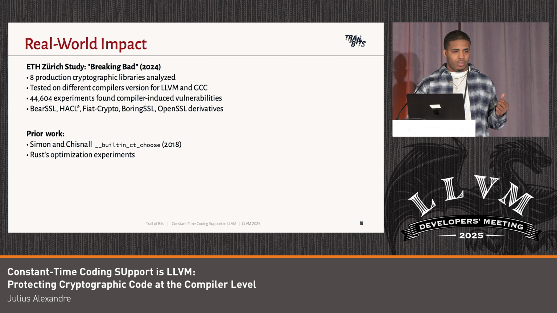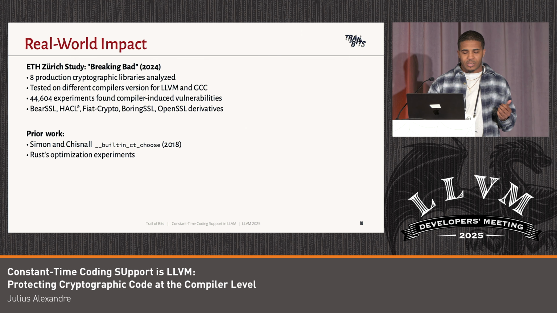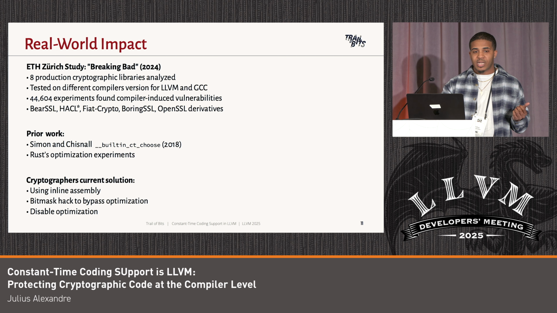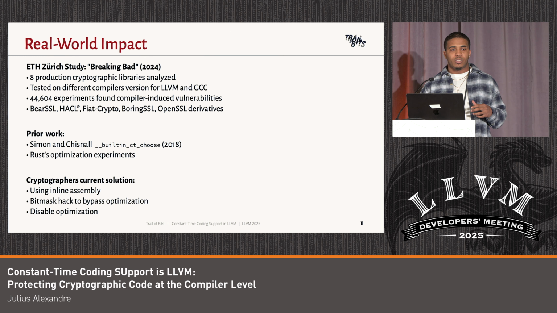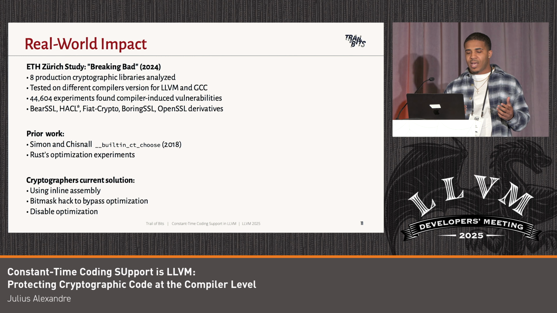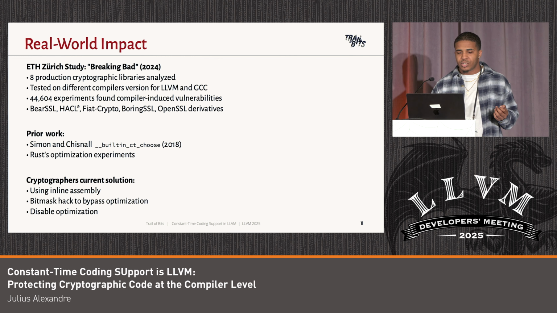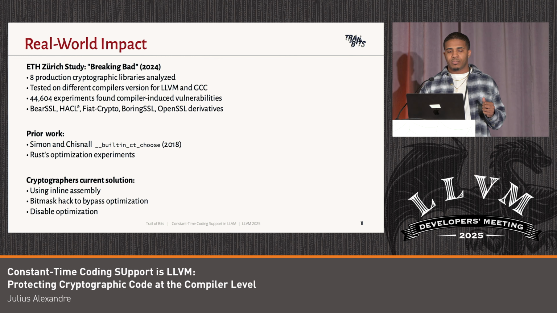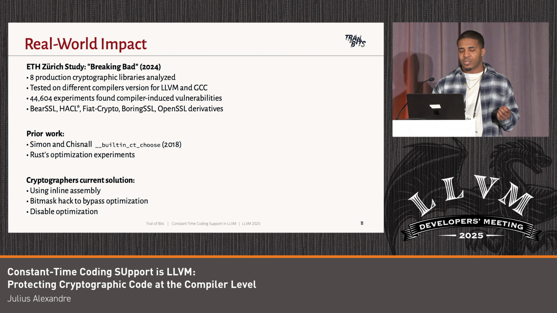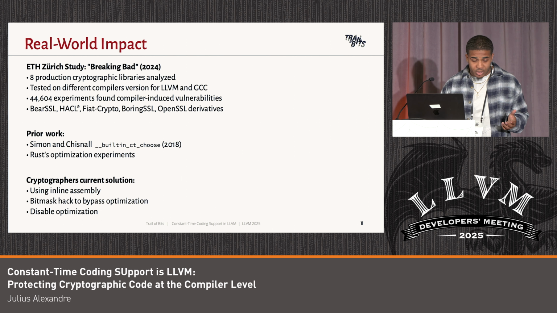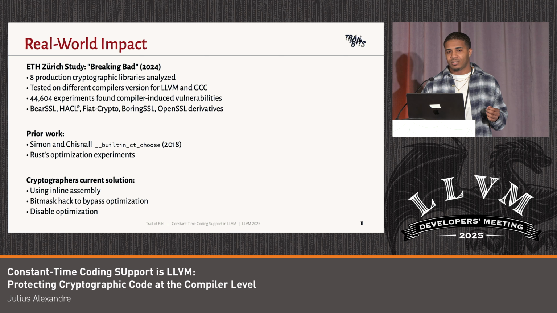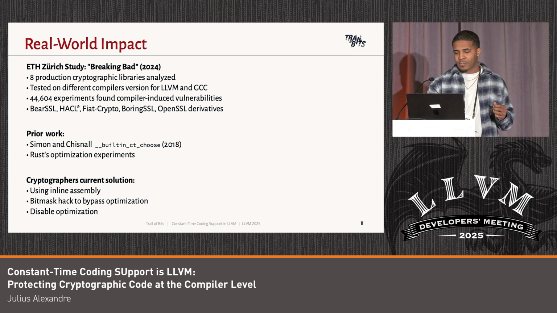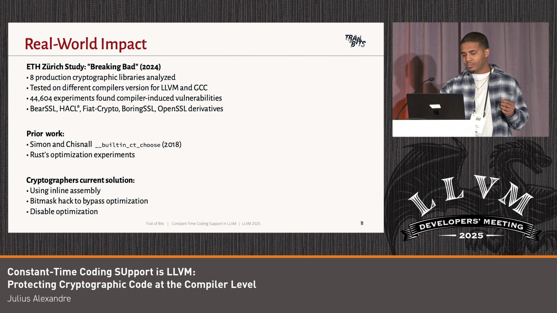You're probably wondering what cryptographers are doing nowadays to mitigate it. Their solution is not any better. They're using inline assembly, which isn't portable, nor is it maintainable. Or they're doing bit mask hacks in the hopes of bypassing optimization, but it's even proven that it doesn't, and sometimes it still gets folded, resulting in timing side channel vulnerabilities. And if push comes to shove, they just disable optimization, which kills performance. So what do we do about it?